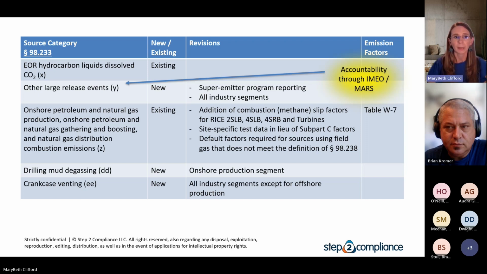A big change that's coming under the combustion sources section is the addition of methane slip factors for your RICE, and they have different factors based on whether they're lean burn or rich burn. And with the 2023 amendments, they've also added in turbines for calculating these methane slip factors. They do allow for site-specific test data to be used in lieu of the subpart C factors, which is where these combustion emissions have previously been reported under and are kind of harmonized with.